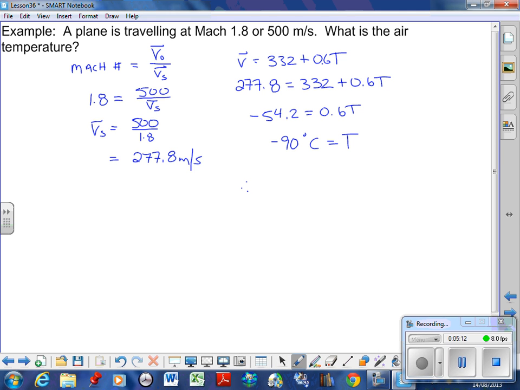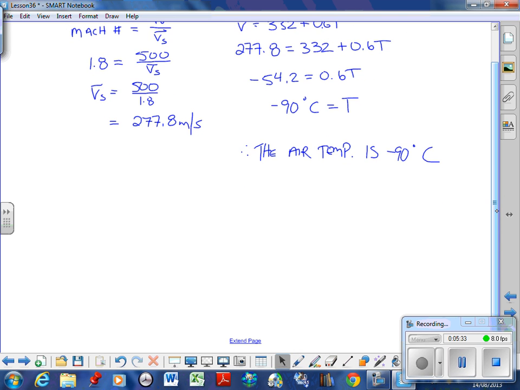So therefore, the air temp is negative 90 degrees Celsius. So hopefully the fuel's not turning into liquid at that point, or freezing solid. So anyway, there you go. That is the end of that particular note.